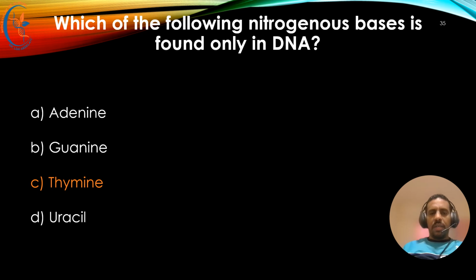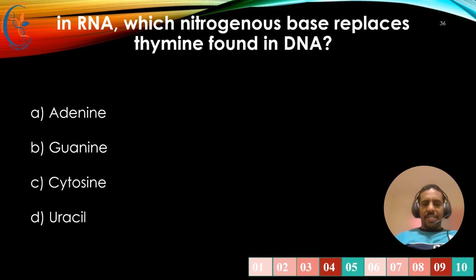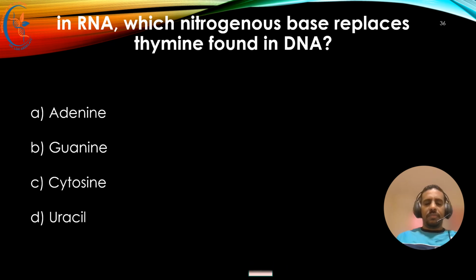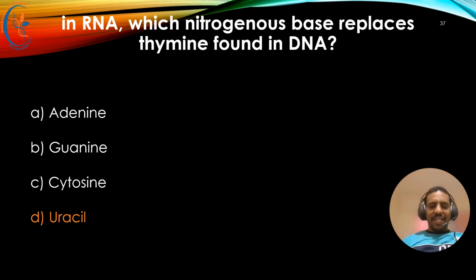Okay, let's move on. The next question is, in RNA, which nitrogenous base replaces thymine found in DNA? The correct answer is uracil. In RNA, uracil replaces thymine and pairs with adenine. Okay? So the correct answer is uracil.